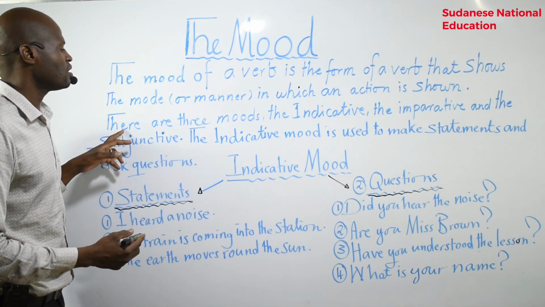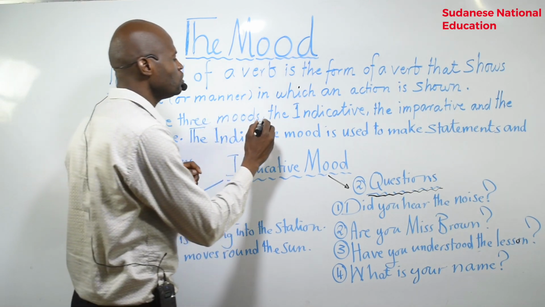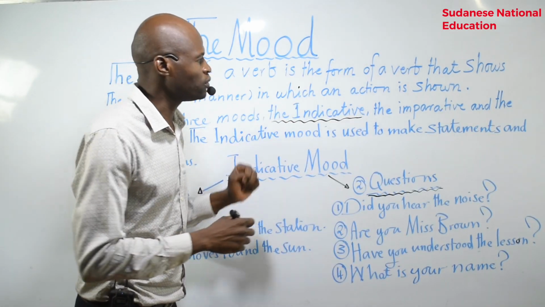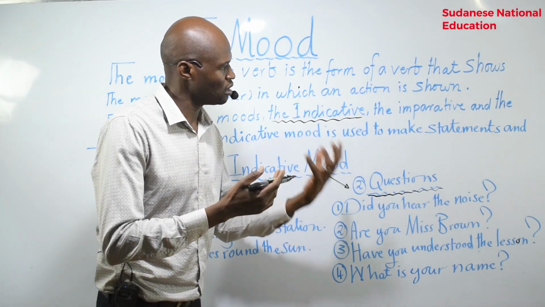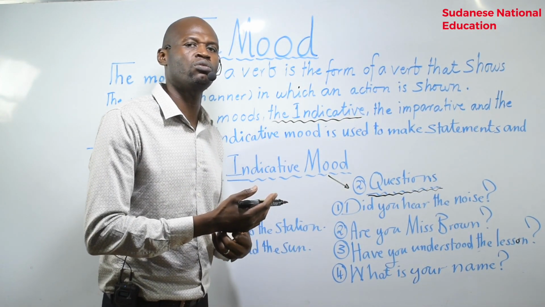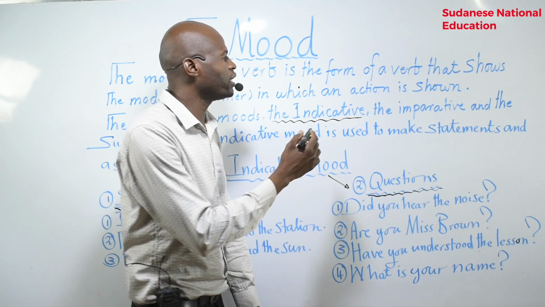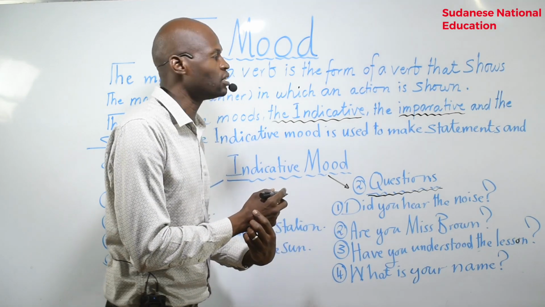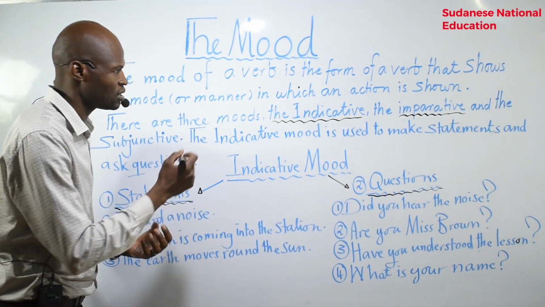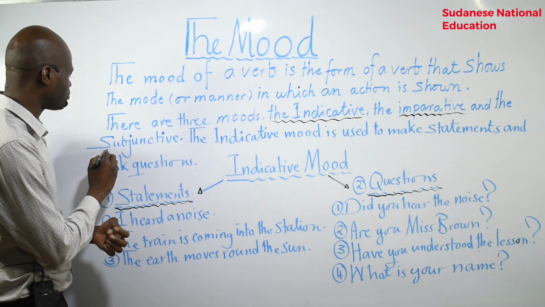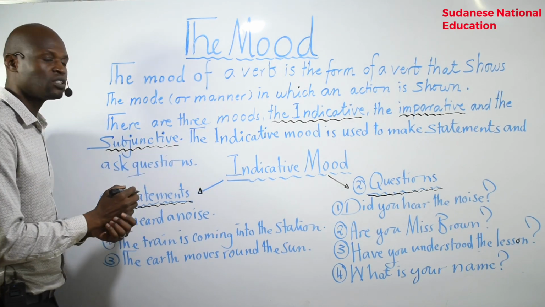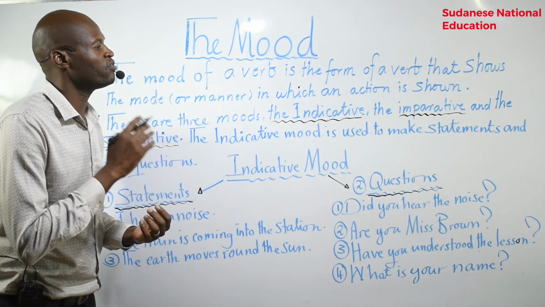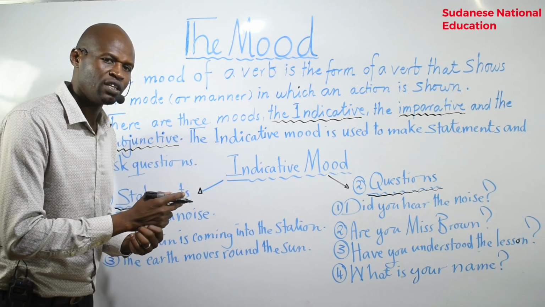In English grammar, there are three moods. The first one is called indicative mood, and we will explain the type of sentences that we use under this indicative mood. And number two, we have also a mood that we call imperative mood, and the imperative mood also will be discussed in this lesson. And the third one is subjunctive mood, which will be discussed later, but we will start with the most frequently used by far, the indicative mood.